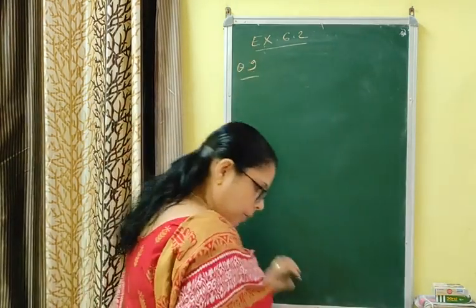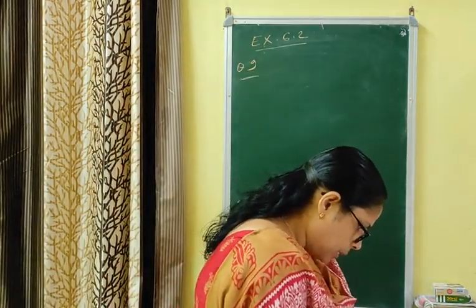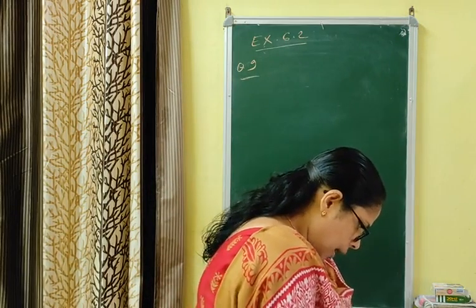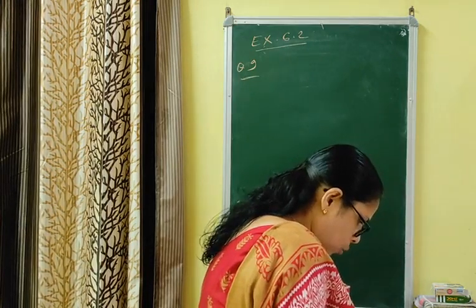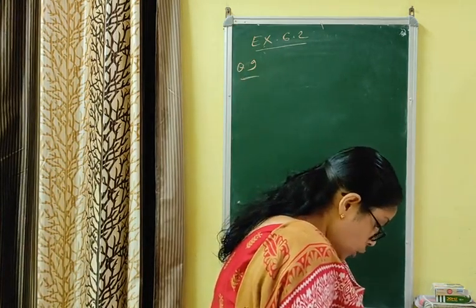ये बहुत important है. Question number 9, I am reading. ABCD is a trapezium in which AB is parallel to DC and its diagonals intersect each other at the point O. Show that AO by BO is equal to CO by DO.